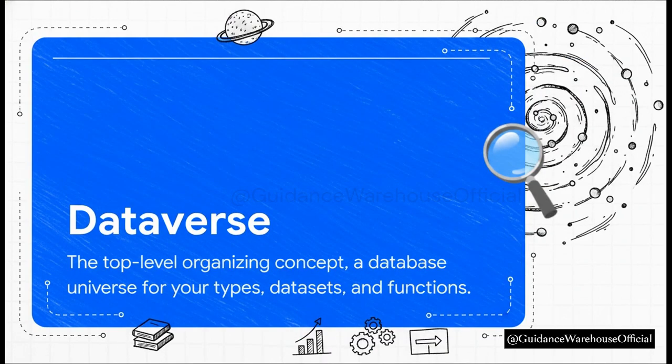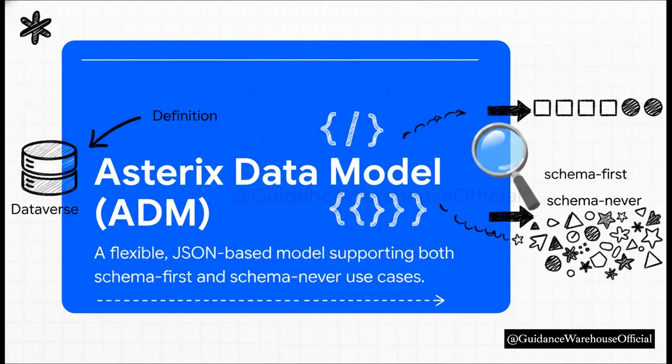Okay, now that we've got the basic idea down, let's move on to where our data actually lives. The top-level organizing concept in AsterixDB is called the dataverse. You can kind of think of a dataverse as your own personal database universe. It's the designated space where you create and manage your specific data types, data sets, and functions for any application you're building. So, once you have your dataverse set up, you actually need to define your data.